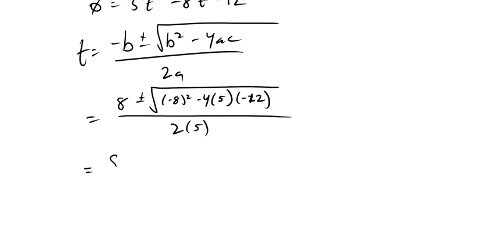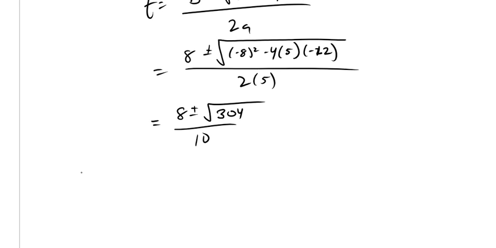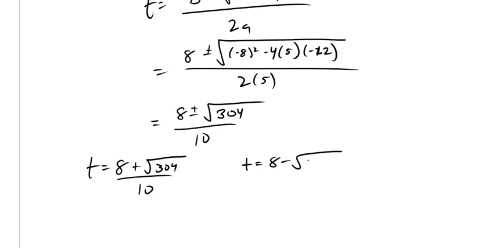And then that equals 8 plus or minus the square root of 304 over 10. So I don't have to reduce this unless the question for some reason said that. This is an application. We're interested in the actual time. So this is the step where I would break it up into 2, and I get 2 answers.